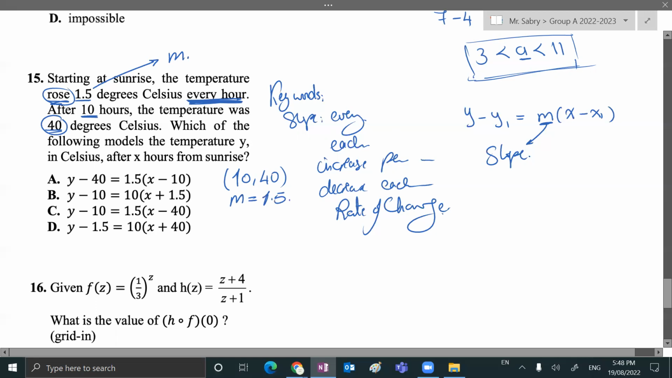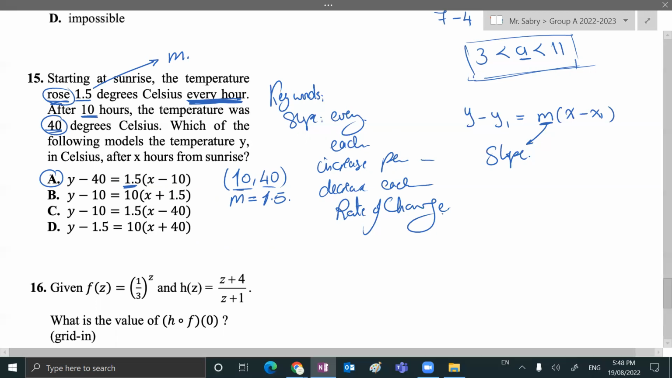The equation will be, I must put the x and the y with the opposite signs. So I should have y minus 40 equals 1.5 and then x minus 10, with the opposite sign. So choice A must be the correct answer.